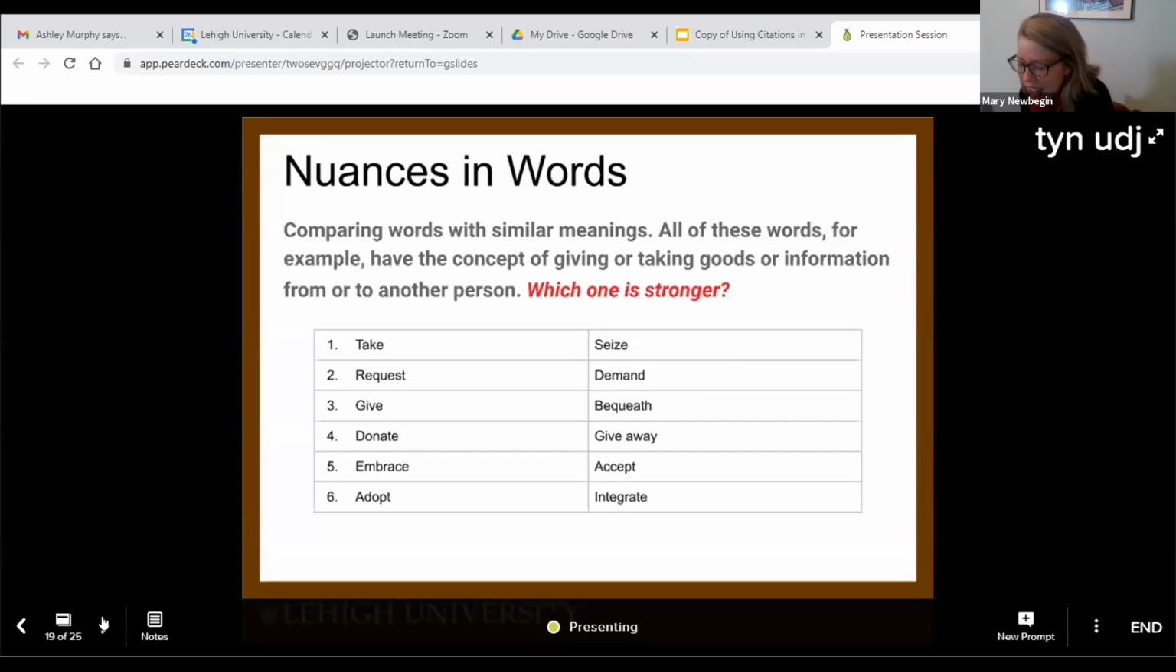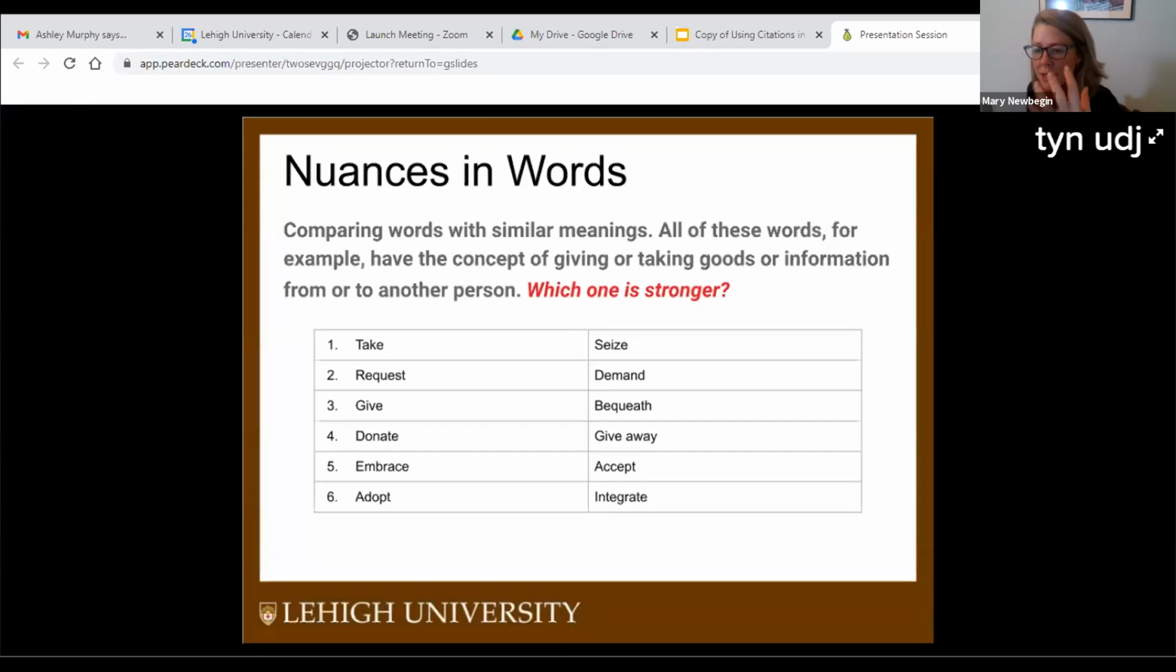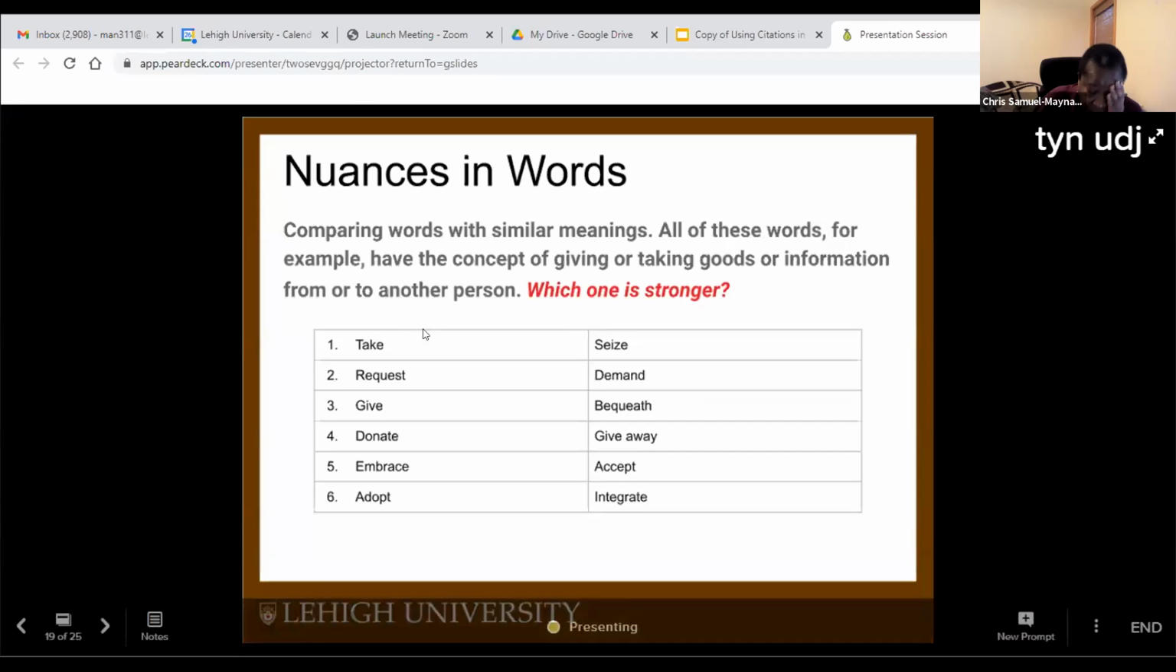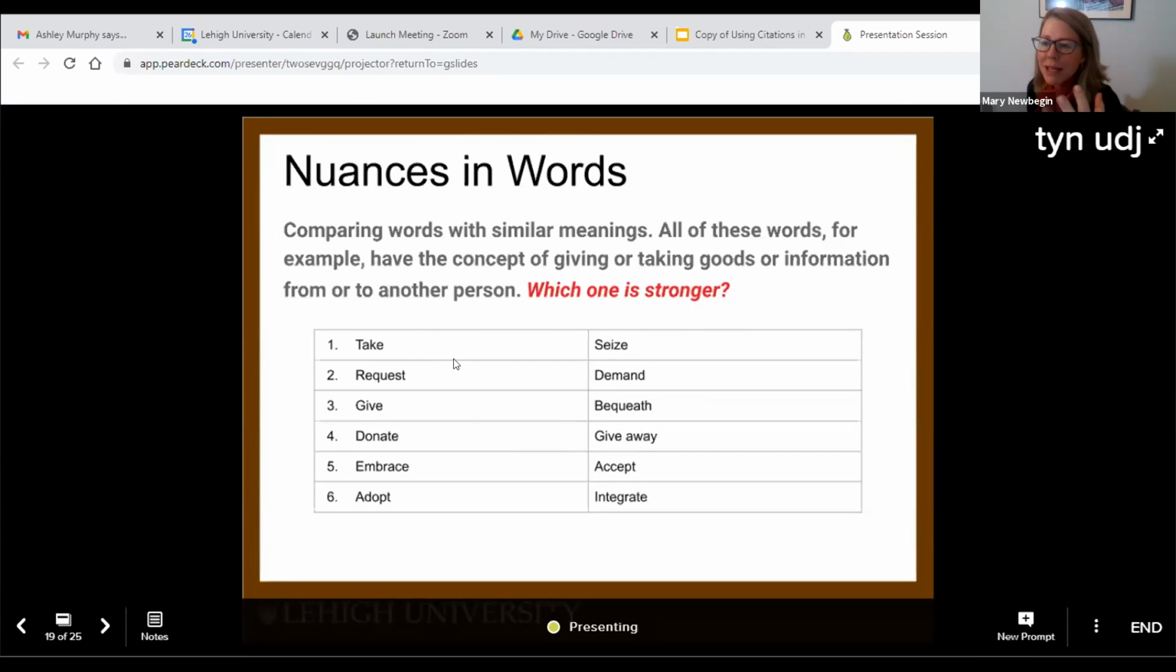Take. I actually had a student who used the word seize in a sentence, and it gave me pause because I had to explain that seize is a word that has this connotation of repossessing. It's not a positive word. And so with take and seize, take is clearly a softer word.